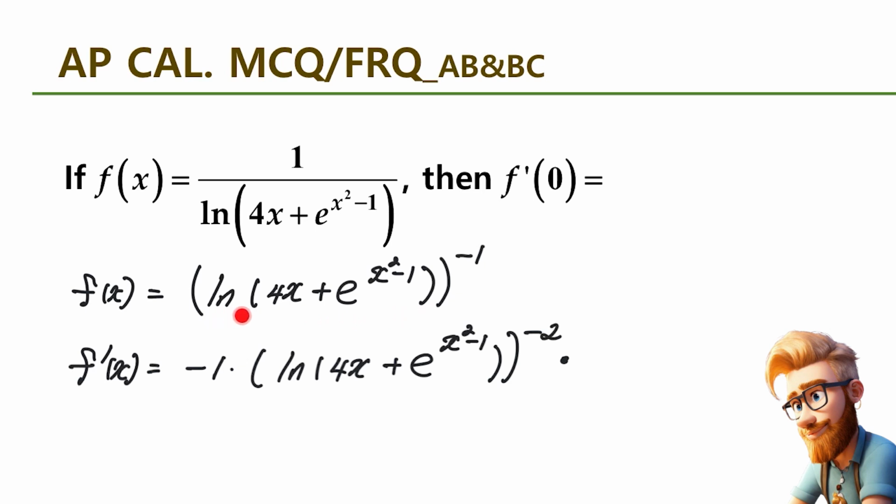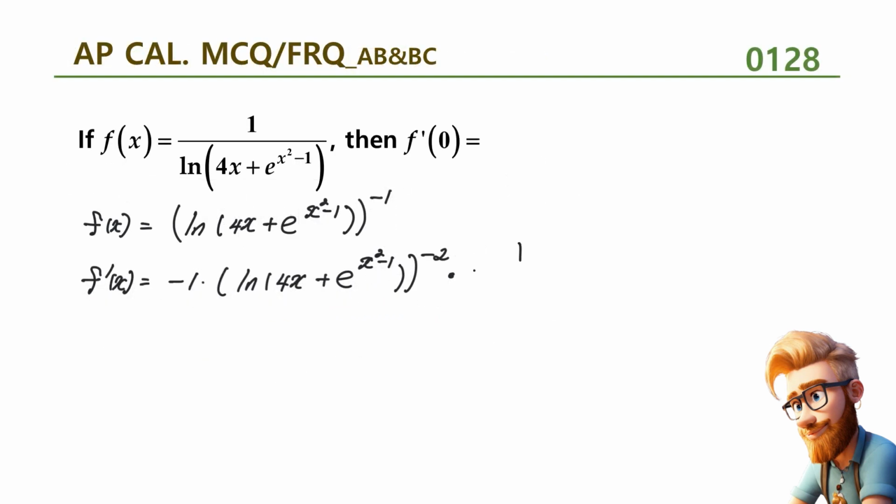We have a natural log. If we have natural log, then the derivative of this function is 1 over all of this expression. So 1 over 4x plus e to the x squared minus 1. So far so good. Because of natural log, we have this. Now we have 4x plus e to the x squared minus 1, so we have to multiply by the derivative of this expression.